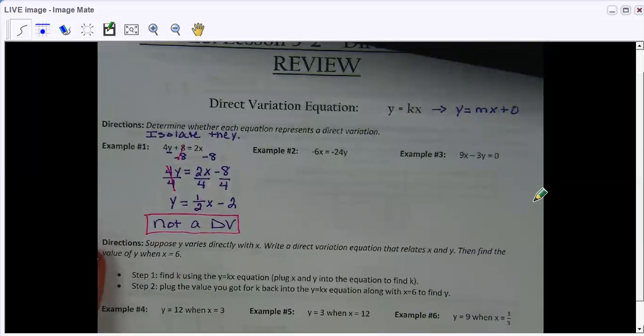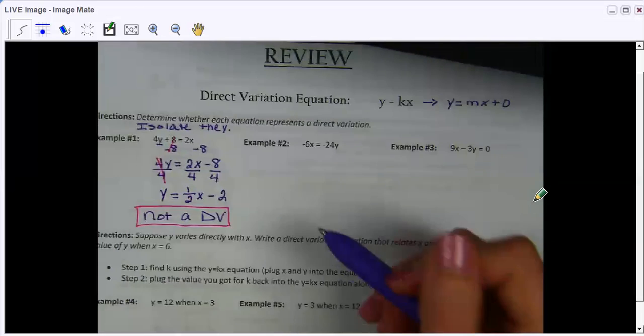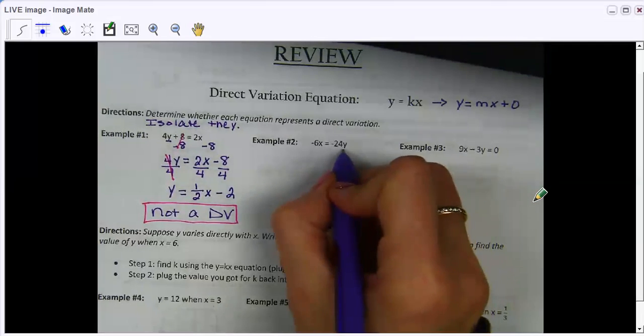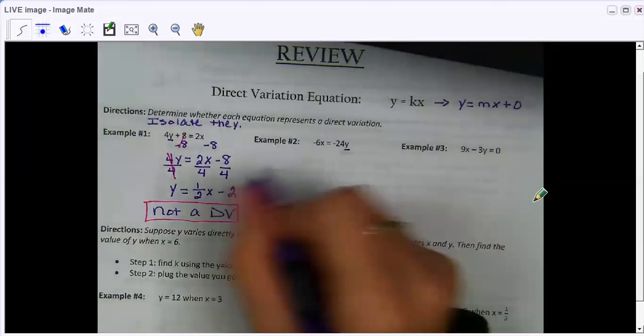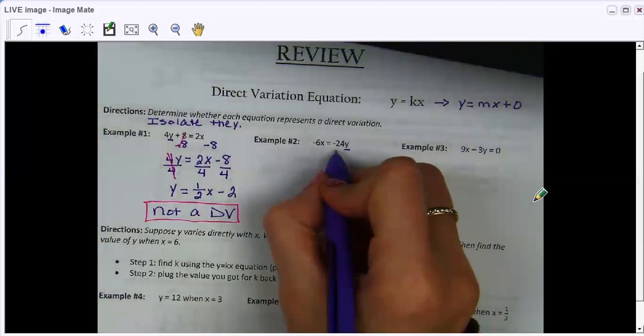Okay, moving on to example 2. Again, we need to isolate the y. This time the y is on the other side of the equation, but that's okay. We want to get this y by itself. So what should we do to both sides of this equation? Divide by -24.